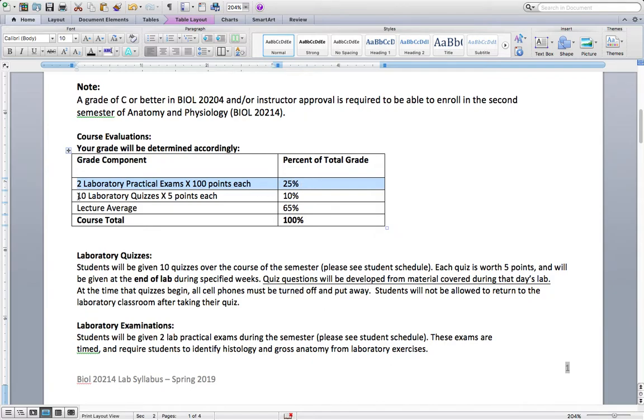At the end of every lab, you will have a lab quiz. This will be a 5-question short answer quiz, and it will cover the material that we discussed during lab that day. So it will be really important that when you come to lab each week, you come to lab prepared, already having read the exercise, familiarizing yourself with terms, looking over the pictures, and doing as much as you can ahead of time so that during the lab you can get as much out of it as possible and you won't stress about your quiz. The other 65% of your overall grade will come from lecture.